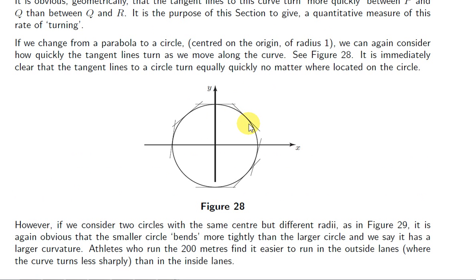Here we have a circle. If we pick 2 points that are a certain distance apart on the circle and consider the curvature, we will get some value, a measure of how quickly the tangent lines are turning. But if we picked 2 other points on the circle that are the same distance apart as the first 2 points, we would find that the curvature is the same. So the curvature is the same everywhere on a circle.